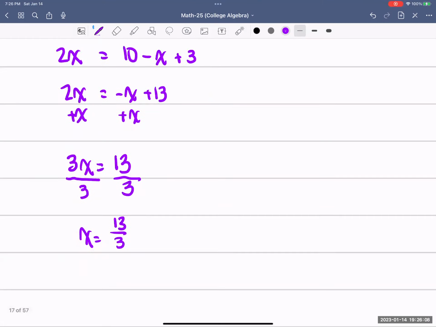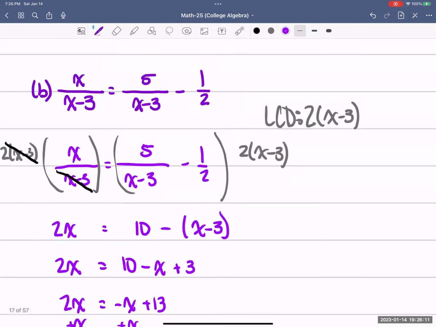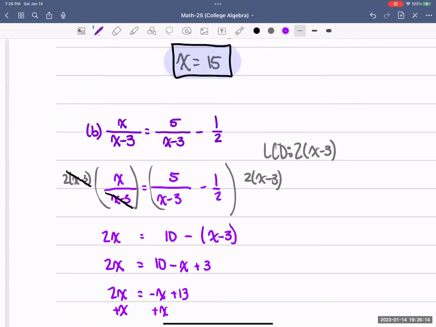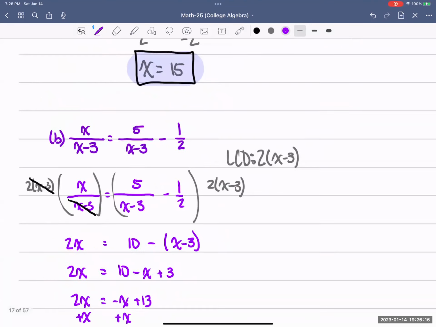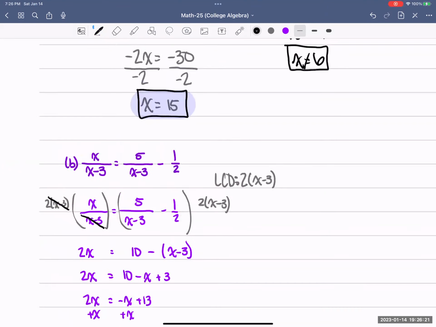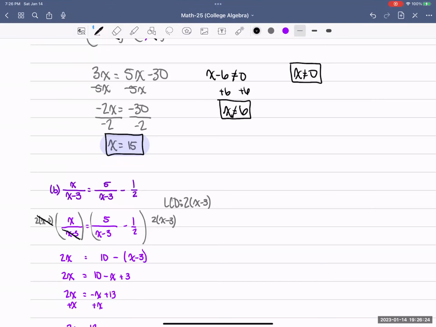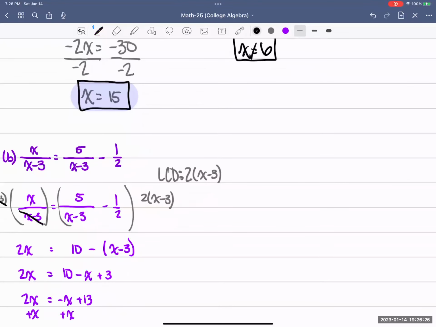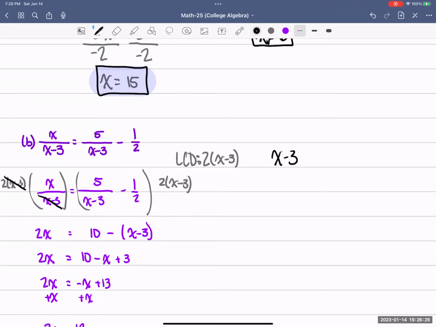And now we can't say that that is our solution just yet. What we're going to do is check to see what our excluded values are. So remember, our denominator cannot equal 0. So we're going to say our first denominator, x minus 3, cannot equal 0. And let's see what value we're not allowed to have first. So x cannot equal 3.